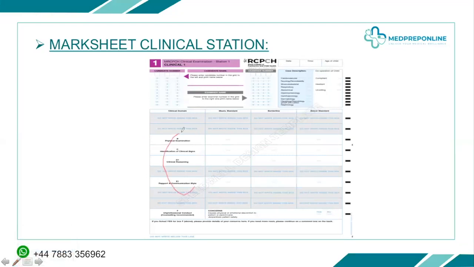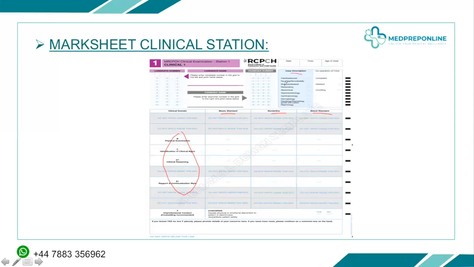So here are the domains. Here it is written meet standard, borderline, and below standard. Here you have to write the candidate number that will be provided to you on the same day, and you have to write your name with a pencil before handing in the mark sheets, in the morning, 1 hour before the exam, as I told you, when you have to come and arrange your mark sheets. The examiner will write the examiner number here, and here the date, time, age of the patient, and the case description.